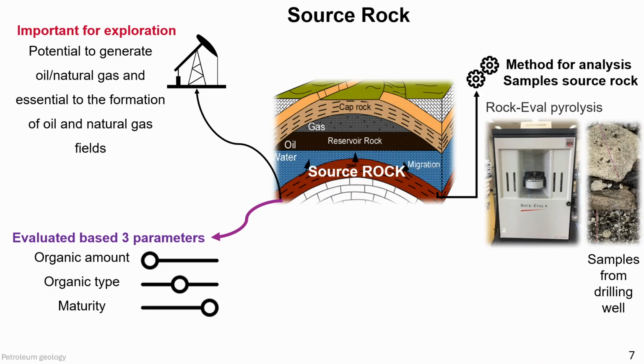Let us start with the source rock. A source rock is an organic-rich rock with the potential to generate oil and natural gas. Source rocks are essential for the formation of hydrocarbon fields, and they are especially important in exploration. Source rocks are evaluated using three main parameters: organic amount, organic type, and maturity. Methods such as rock eval pyrolysis and samples from drilling wells are commonly used to assess this potential.